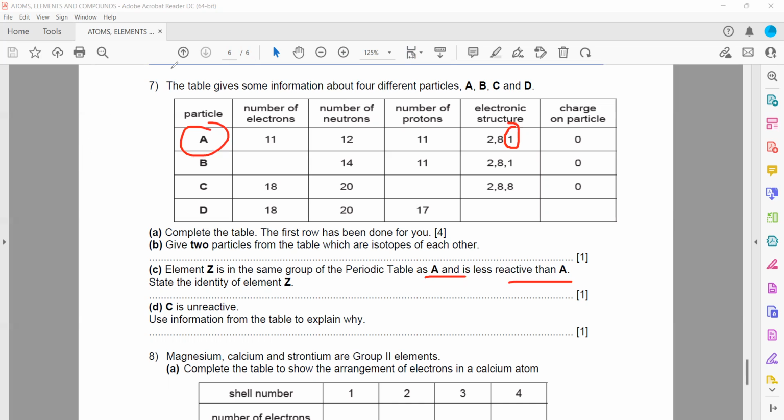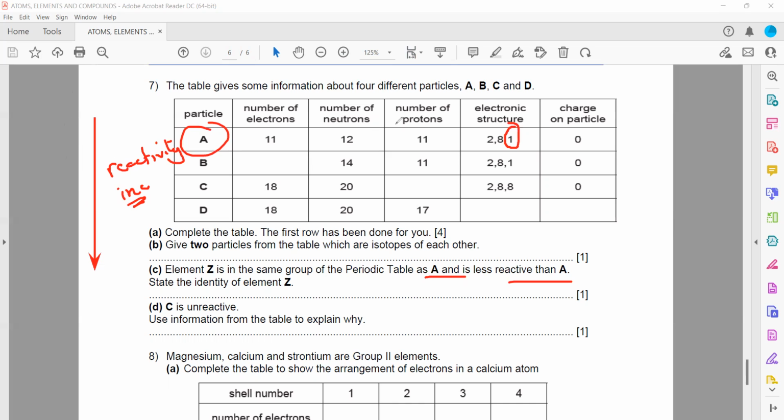And for group 1 elements, what happens to reactivity? As we go down the group, they become more reactive because the size of an atom increases, so it can easily lose an electron. So reactivity increases as we go down the group. But this part about the reactivity you will learn in the specific topic of the periodic table.